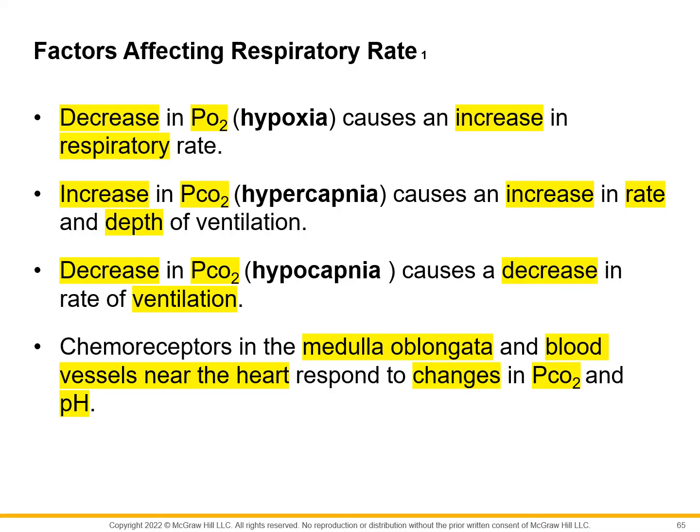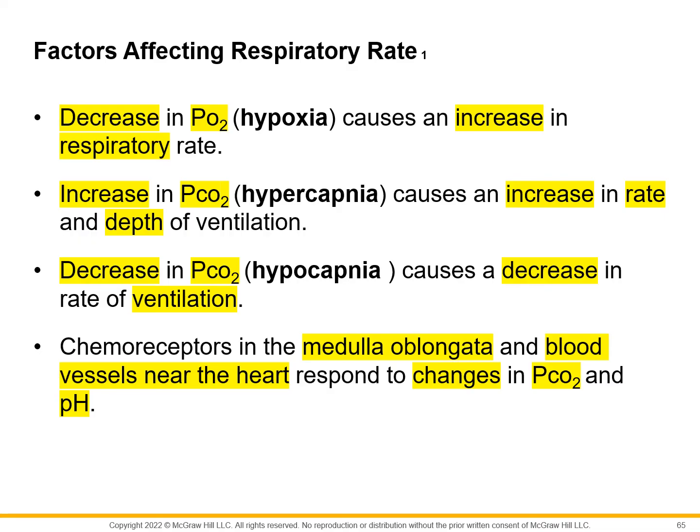Next, if there is a decrease in the partial pressure of carbon dioxide, kabaliktaran nito, this would be referred to as hypocapnia. So this causes a decrease in ventilation. So medyo magi-slow down po yung breathing rate natin kasi masyado nang maraming carbon dioxide yung ine-exhale natin.